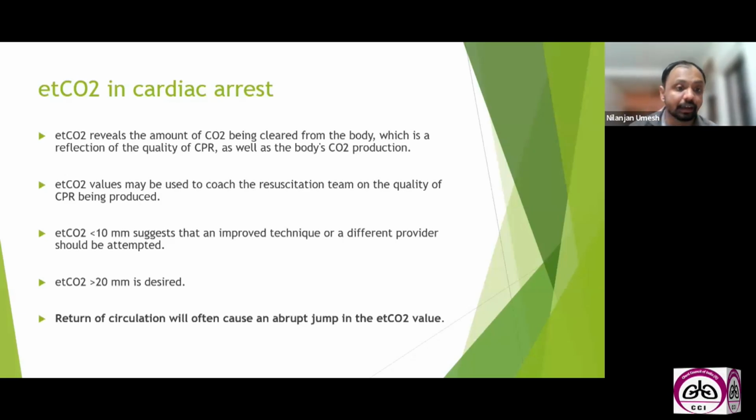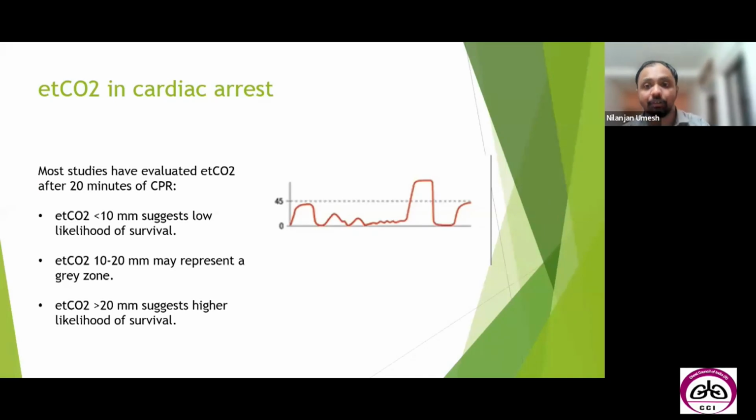And very importantly, a return of circulation will often cause an abrupt jump in the EtCO2 value. So this is how the EtCO2 value, which is so low, nearly zero, suddenly, when we have the return of spontaneous circulation, shows an abrupt jump, and then we come back to the normal tracing. So even without palpating the carotid pulse, sometimes we can possibly see whether a patient has attained ROSC.